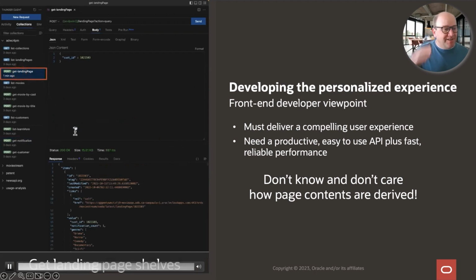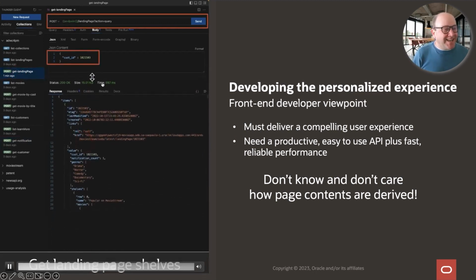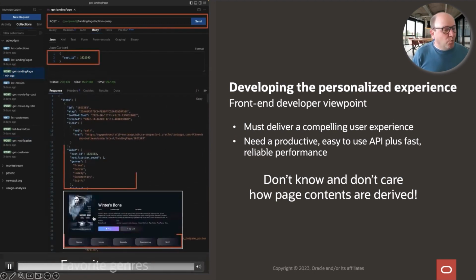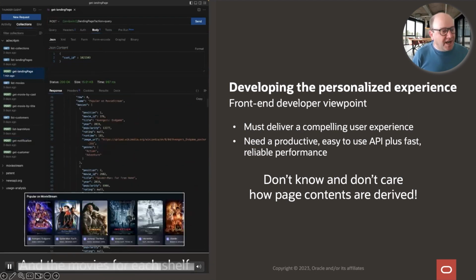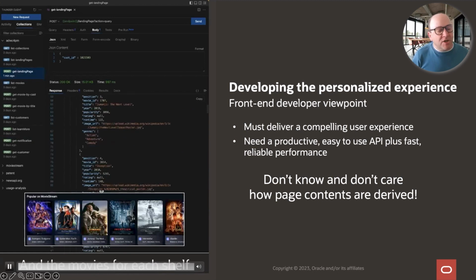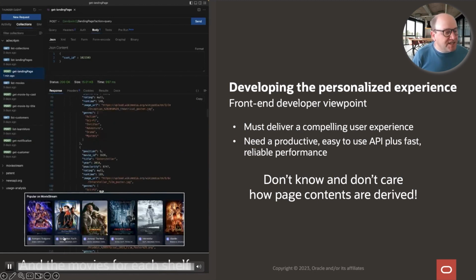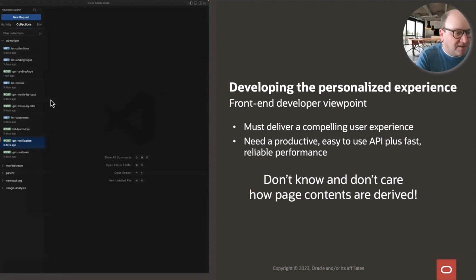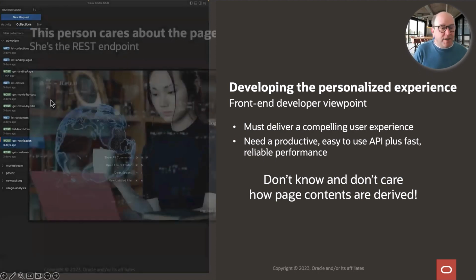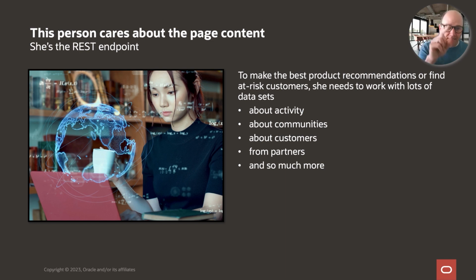Painting the page, you have what genre should be displayed. What are the shelves? So list out all of the shelves and the ranking of the movies within those shelves and the descriptions and all that. All of that's returned by a simple API call. How that was generated behind the scenes, as a front-end developer, I didn't necessarily care, but you know who cared? This person. This person is the REST endpoint.